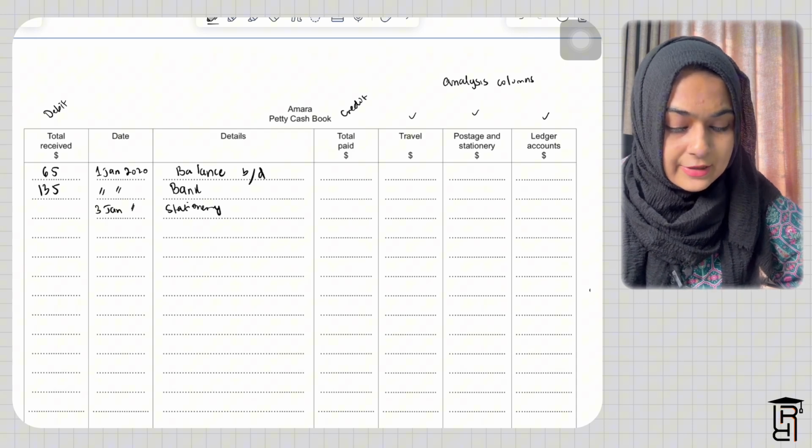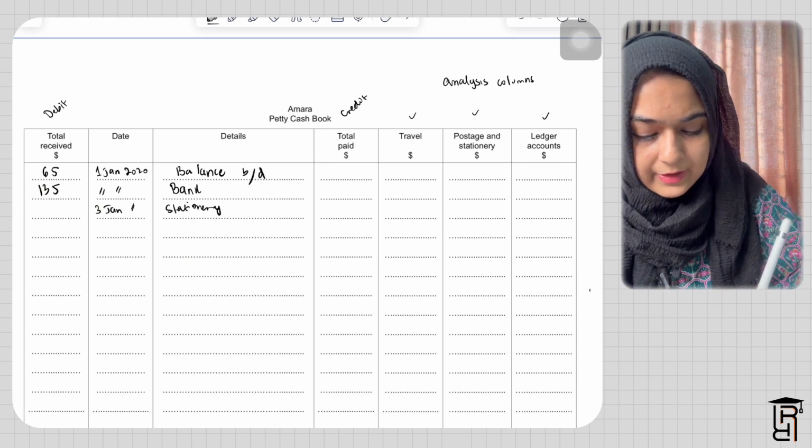Okay, the next transaction says here paid travelling expenses $49. I'll write here 7th January.